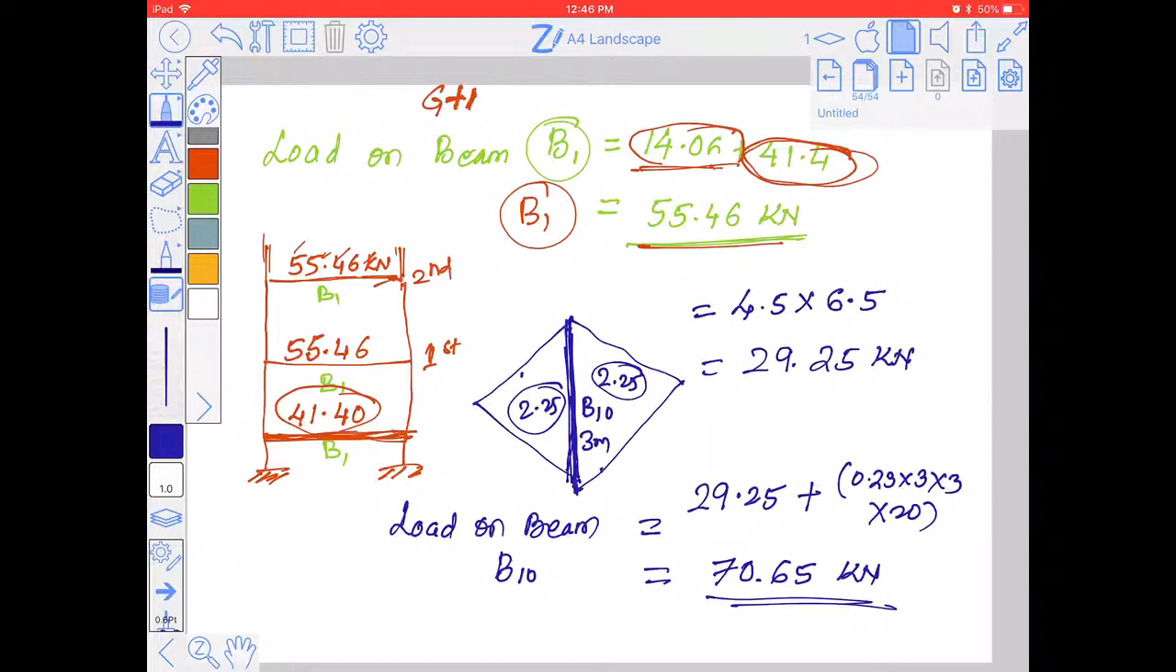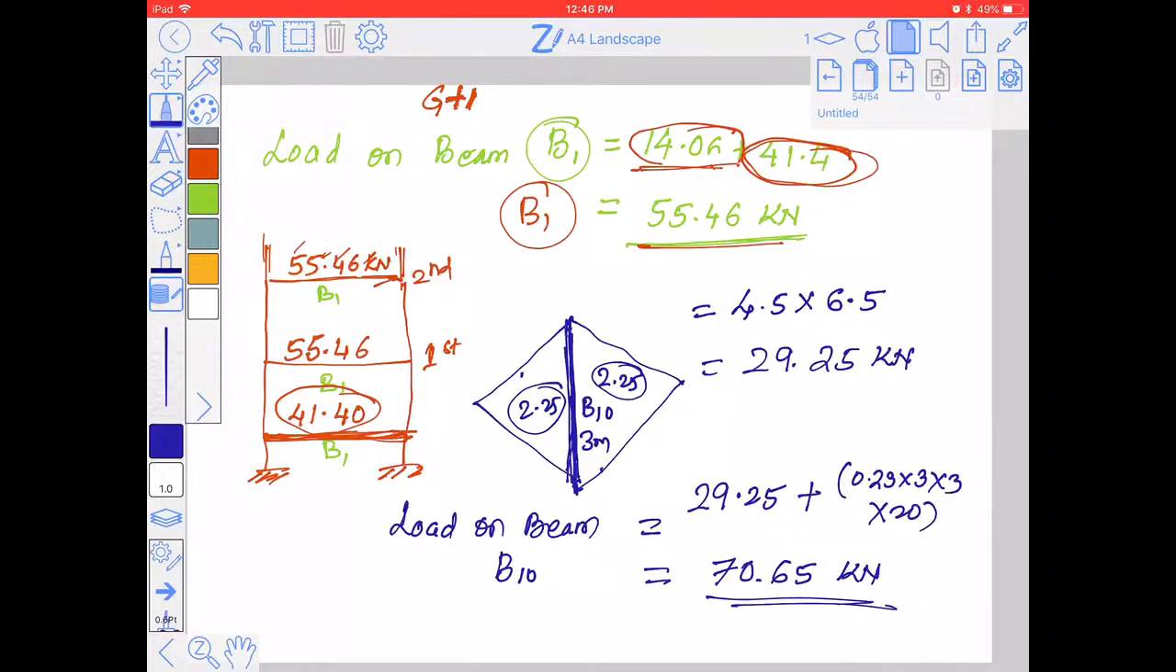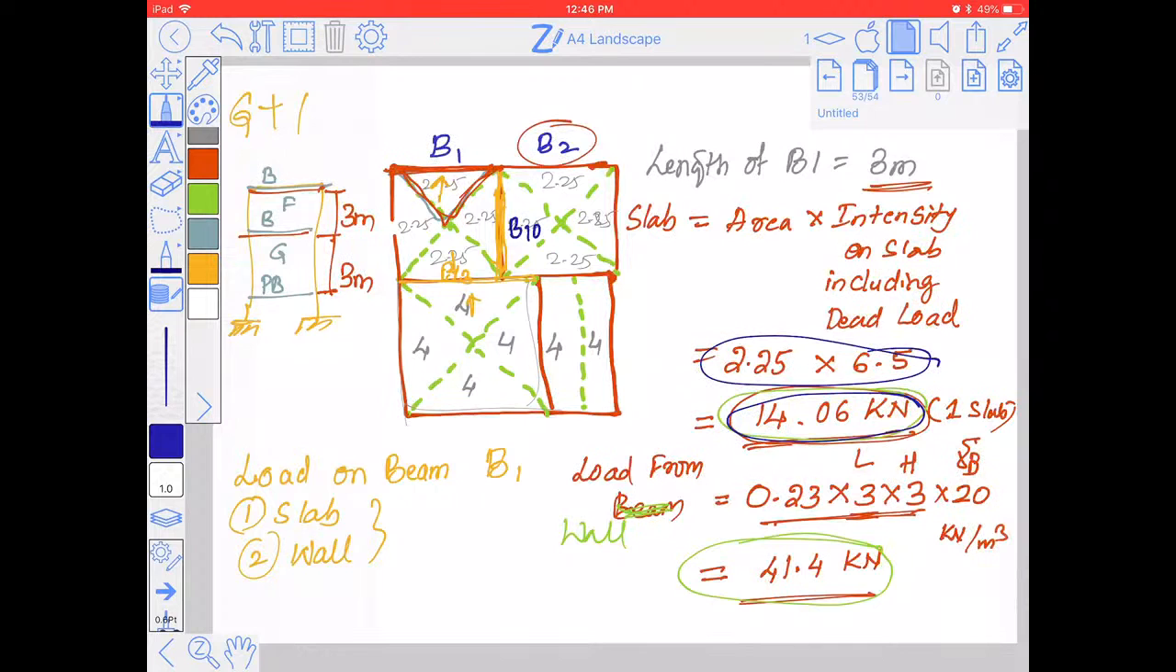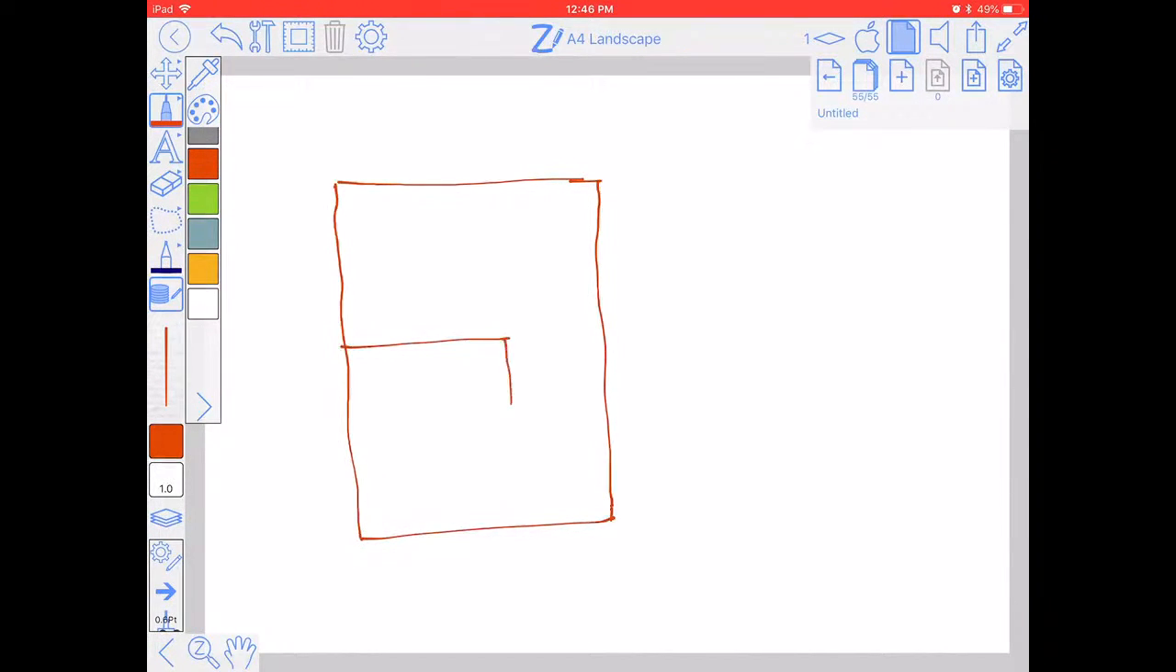Next, I'll proceed. Here, what happens if it is 70.65? Now when it comes to this one, I can easily write the load on the slabs. So here I'll redraw this. This is the location of the beams, right?